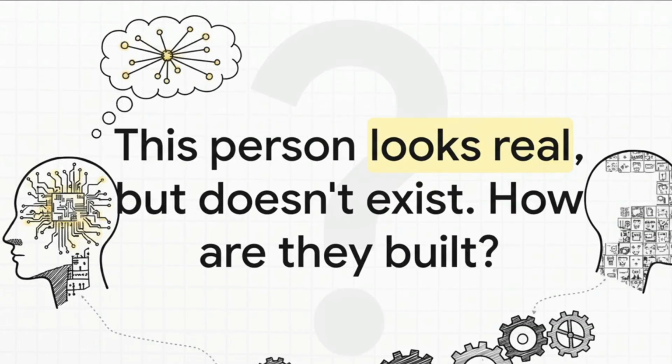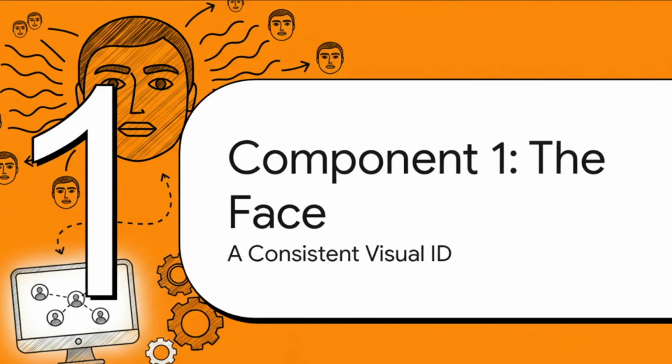Except, there's just one little problem. Sarah Jenkins isn't real. She doesn't exist anywhere off of this screen. Her entire identity was engineered. Which brings us to the big question. How in the world are these fake humans actually built? Okay, let's get into it.